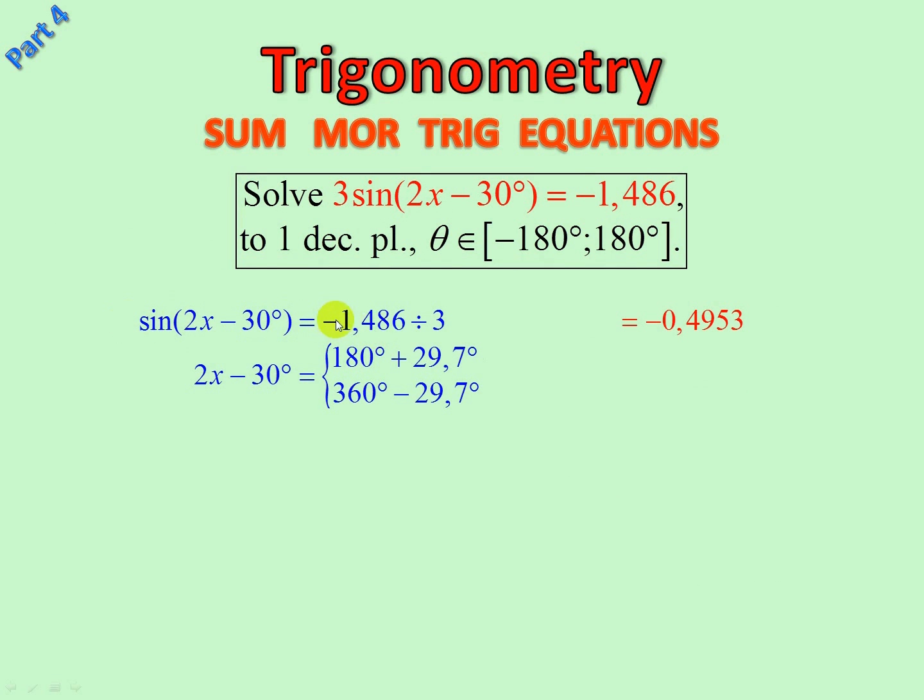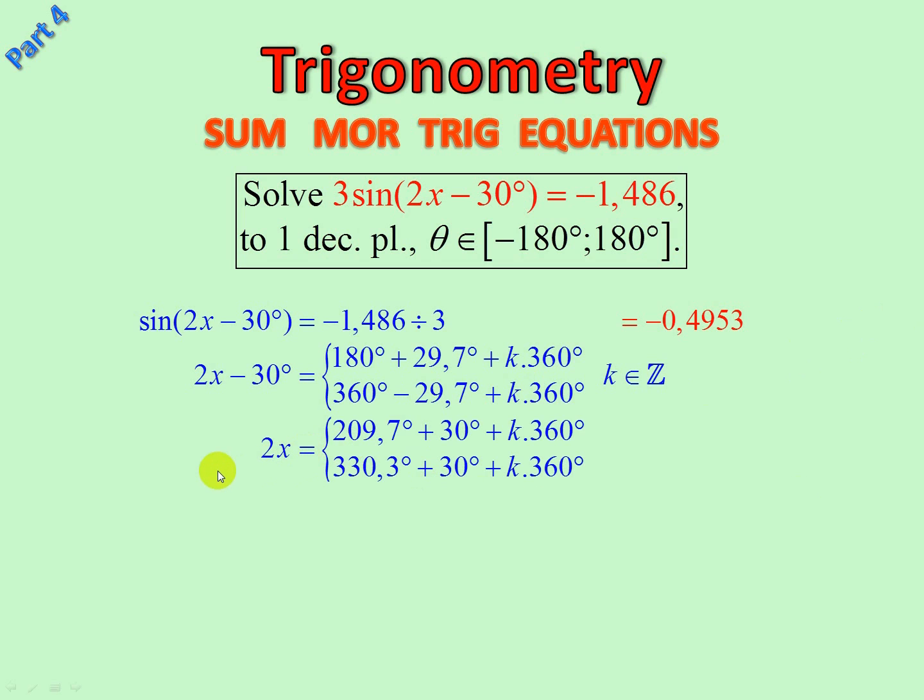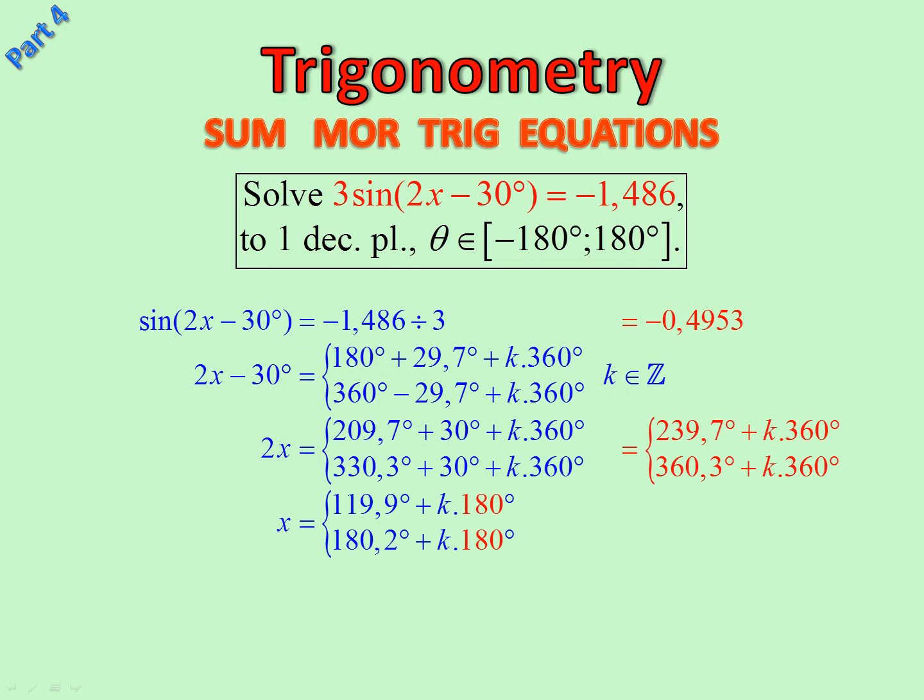Where is sine negative? Well, it's in the third quadrant, fourth quadrant. I didn't enter the negative. I said sine minus 1 of 0.4953. There's your general solution. Now we need to get rid of the 30. Well, in fact, I'll simplify this first. I've done both. 209.7 plus the 30. 330.3 plus the 30, which gives that. Now I divide by 2, and I'll have plus k180.